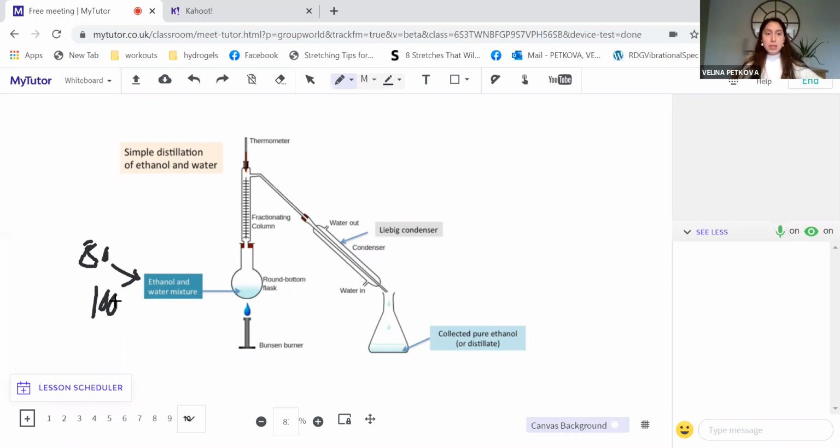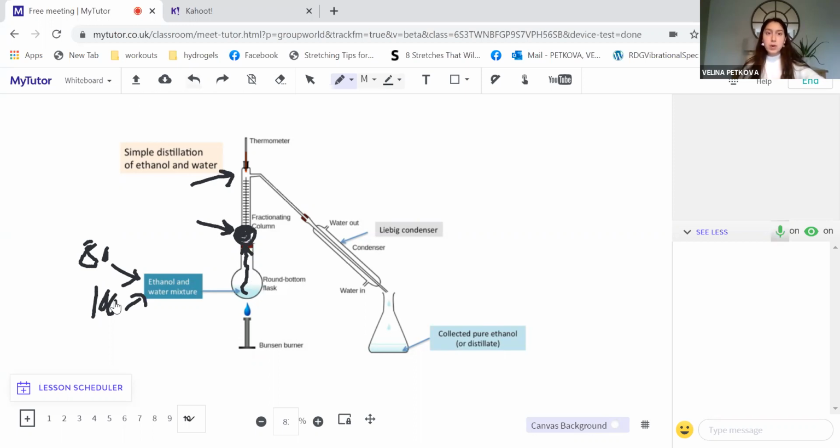So they've got a fairly good difference in their boiling points. So we will evaporate our liquid and it's going to go through into the fractionating column. A key thing to note with the fractionating column is that at the top, it is much cooler than at the bottom, okay? So your liquid with the higher boiling point condenses here at the bottom and just goes back down into your flask.